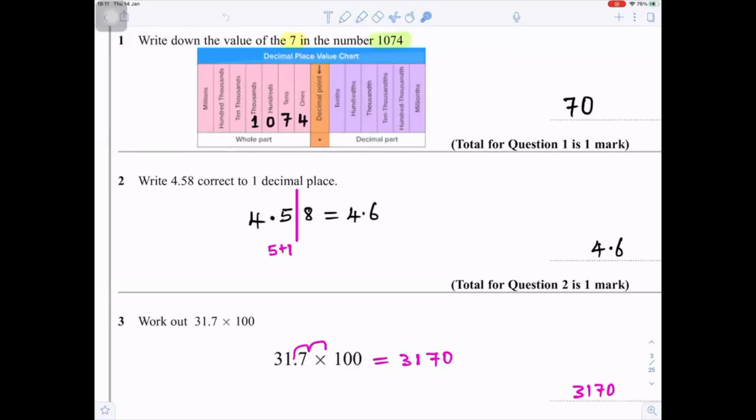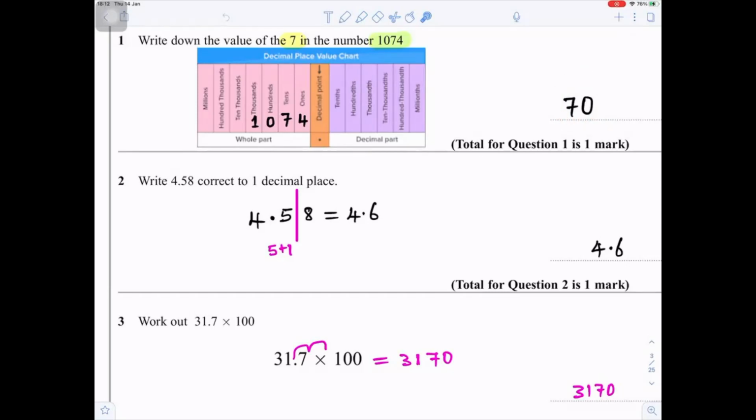Question number 1. Write down the value of 7 in the number 1074. So I have put here a decimal value chart to help you understand it. The 1 goes in the thousands column, the 0 goes in the hundreds, the 7 goes in the tens, the 4 goes in the ones. So the 7 represents 7 tens, which is 7 times 10, which is 70.